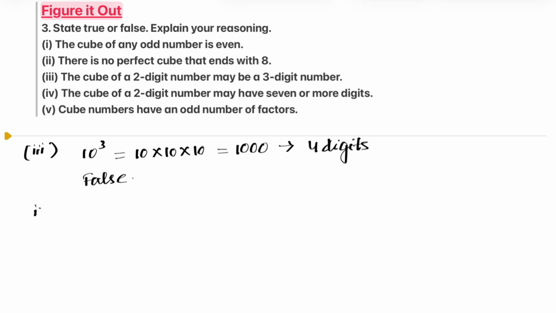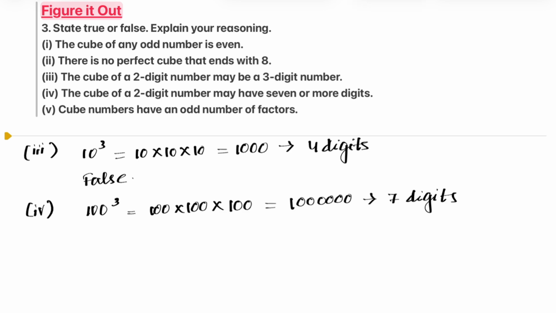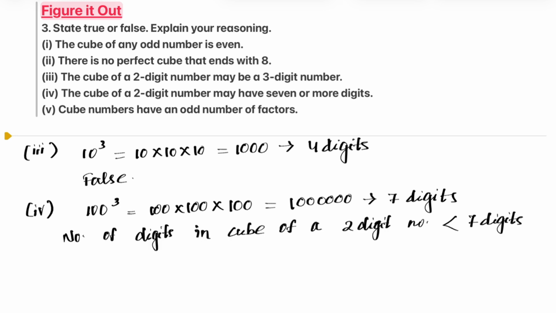Next statement is given. The cube of a 2-digit number may have 7 or more digits. Let us find out the cube of the smallest 3-digit number, which is 100. And the cube of 100 is 10 lakhs, and it has 7 digits. That means all the 2-digit numbers will have cubes with less than 7 digits. So this statement is false.